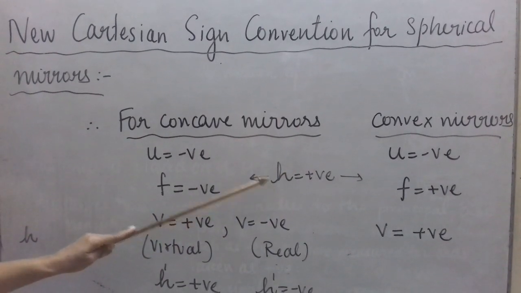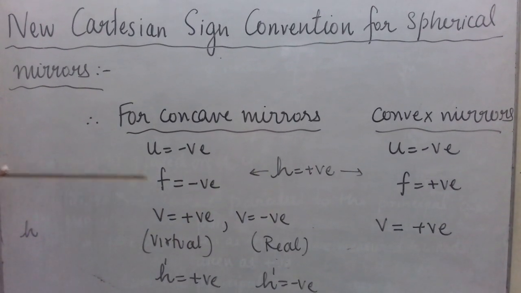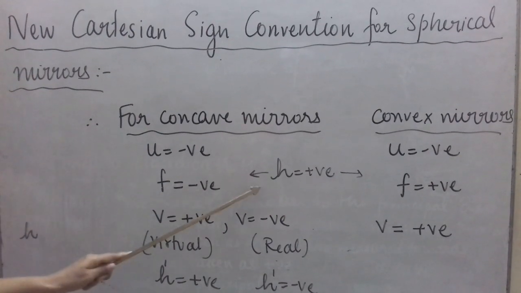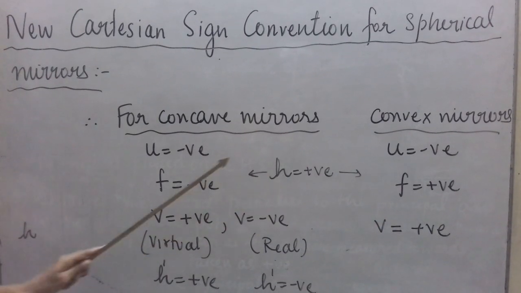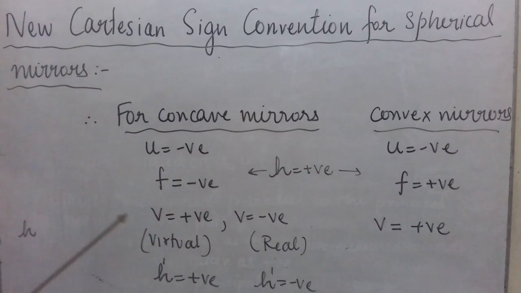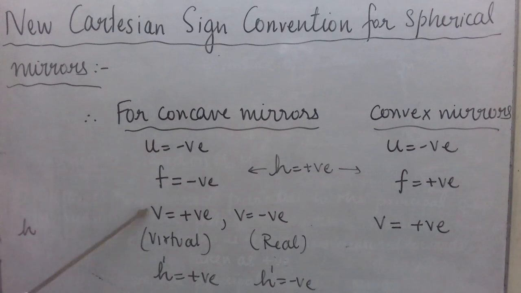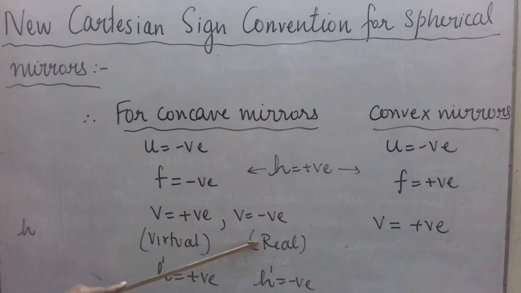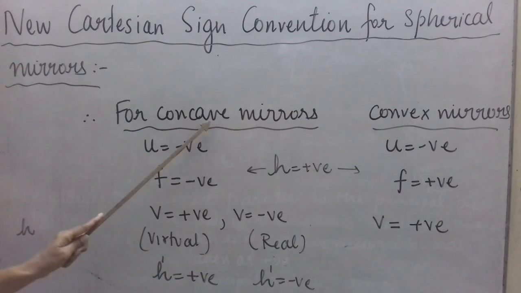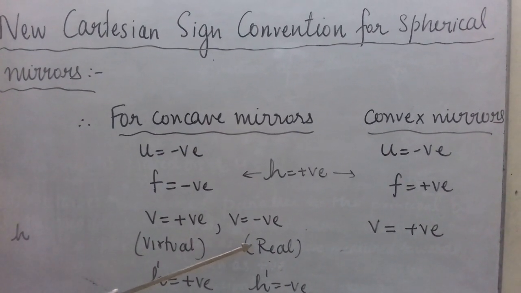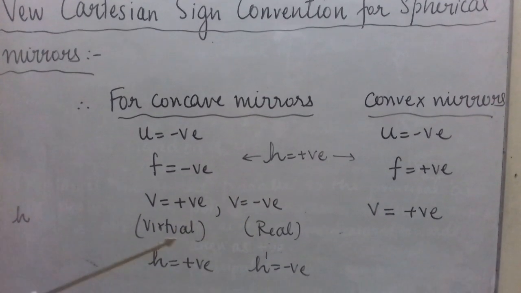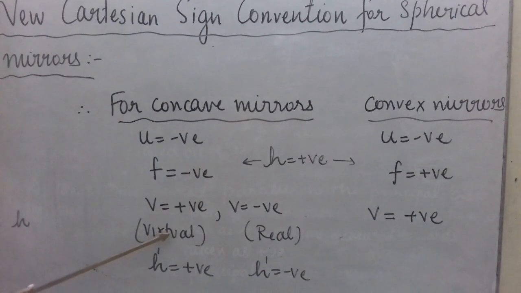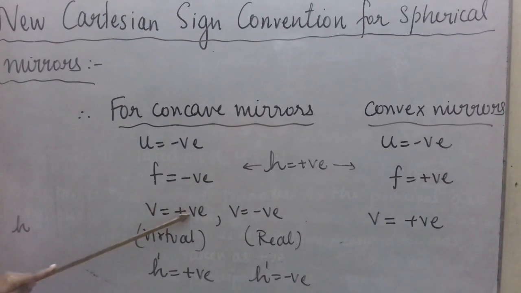Height of object, as we are always placing the object above the principal axis, denoted by h, is taken as positive for both the mirrors. Now for concave mirror, we know that virtual as well as real images can be formed. When the real image is formed, it is formed in front of concave mirror, towards the left hand side of pole. So in that case, image distance v is negative. For virtual images which are formed behind the mirror, v is taken as positive.